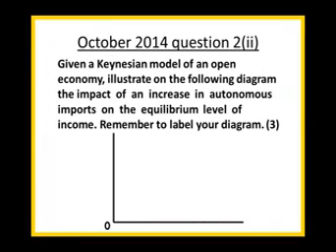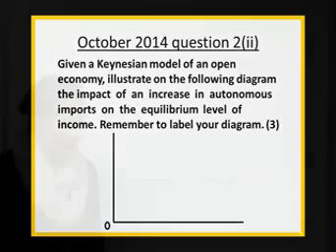In this video clip, we're going to do a question from the October 2014 exam. The question is, given a Keynesian model of an open economy, illustrate on the following diagram the impact of an increase in autonomous imports on the equilibrium level of income. And then importantly, remember to label your diagram.